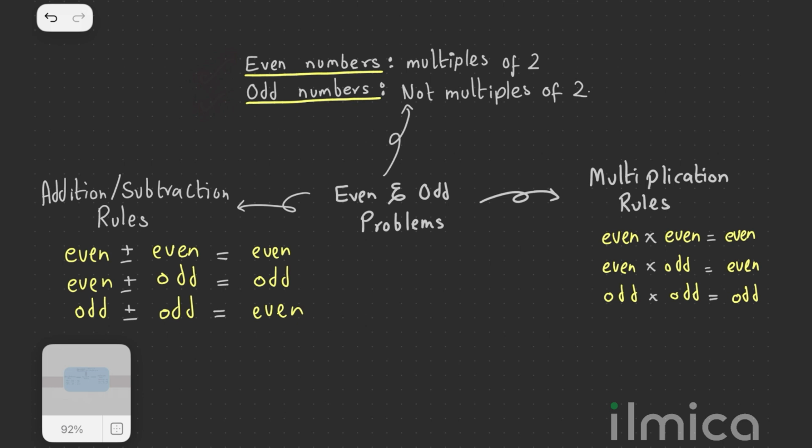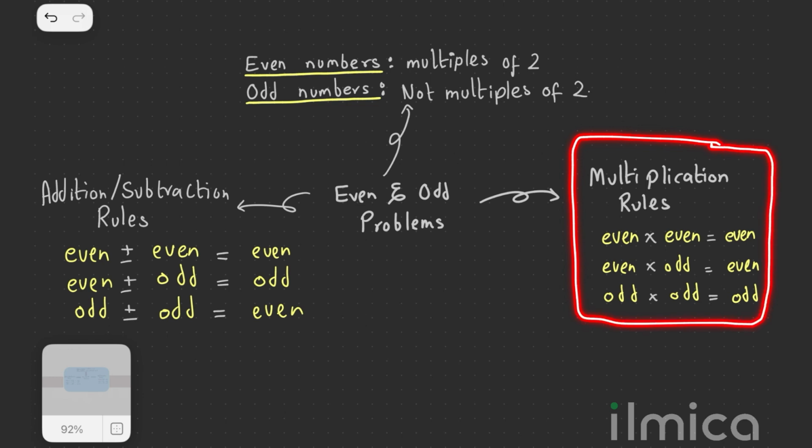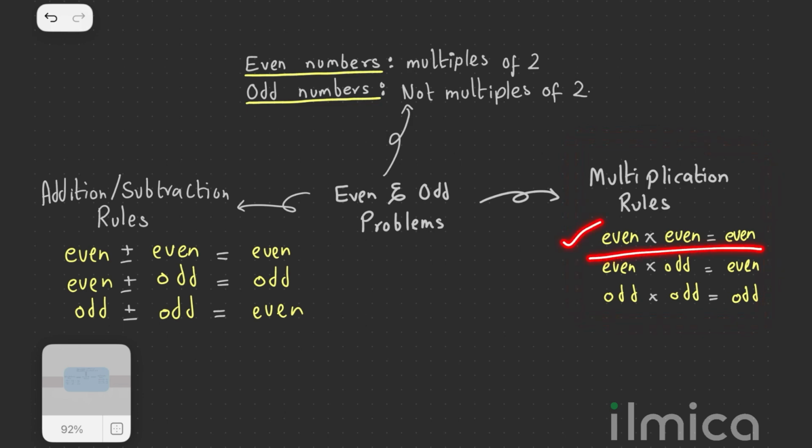Now, when it comes to the problems in Qudraat exams, there are two types of rules that you need to know with regards to even and odd problems. The first one we are going to discuss is the multiplication rules. If we multiply an even number with another even number, we get an even number. If we multiply an even number with an odd number, we get an even number. And if we multiply an odd number with another odd number, we get an odd number. I want you to carefully remember these rules because they are going to be important in the kind of problem that you are going to see.